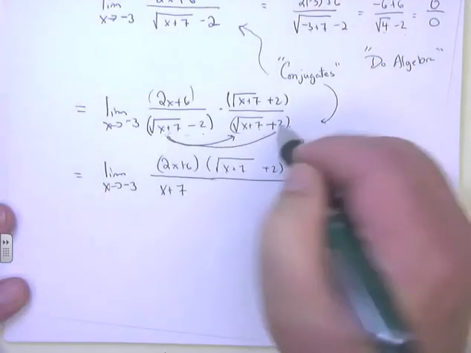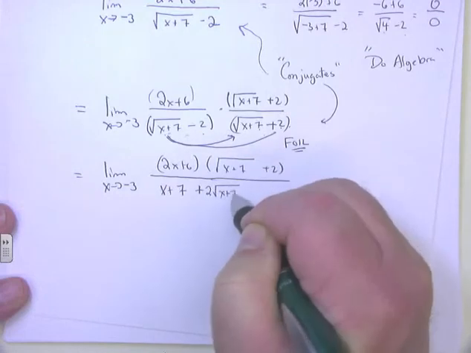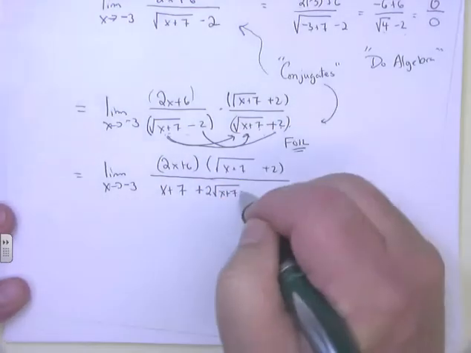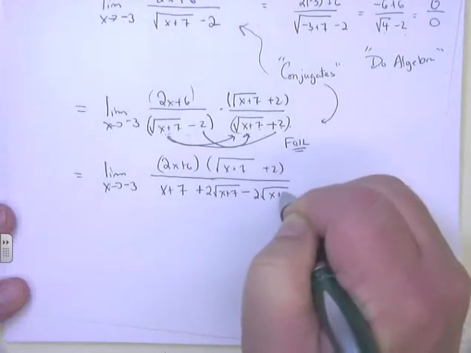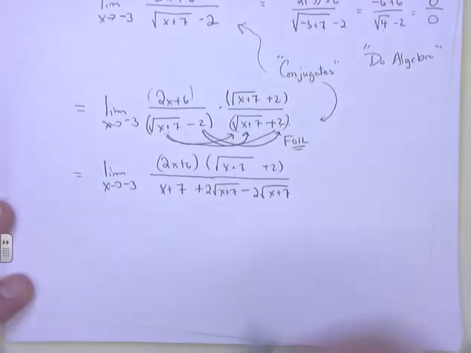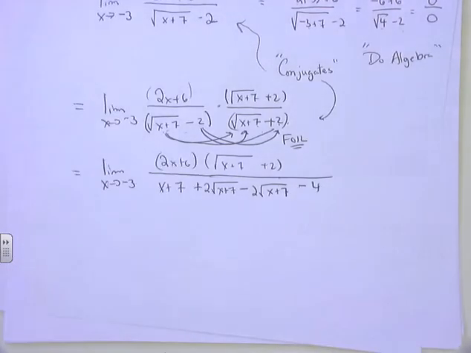Square root of x plus 7 times 2 would be plus 2 square root of x plus 7. Inner, negative 2 times the square root of x plus 7 would be minus 2 times the square root of x plus 7. And then last, what is negative 2 times the positive 2? Negative 4. Here's the trick when you deal with conjugate pairs. When you FOIL them out, the outer inner always cancels. The outer inner always cancels.